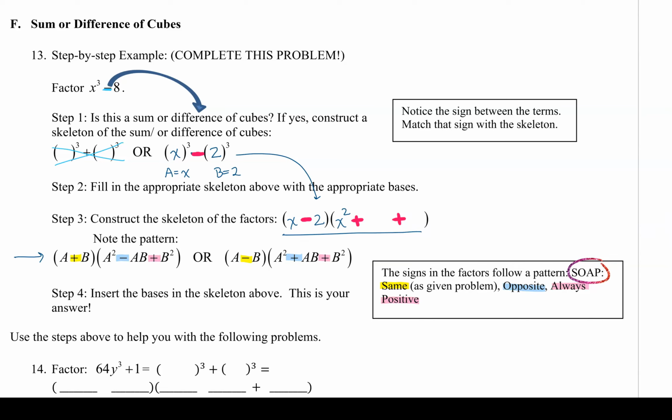A, B, A squared, AB. Instead of x times 2, I'm going to write that as 2 times x. And then B squared, 2 squared, which is 4. Go ahead and multiply out any numerical squares in our factors. So x cubed minus 8, factoring it out, is x minus 2, x squared plus 2x plus 4.